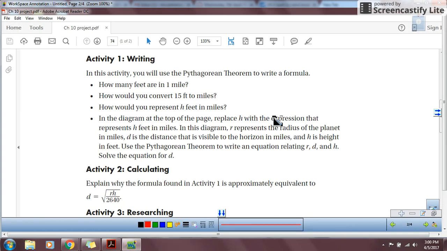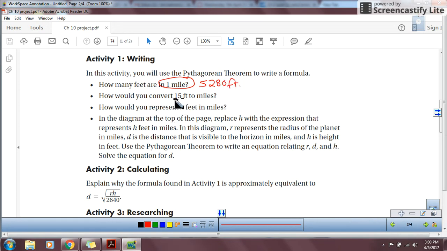So in the first activity here, you will use the Pythagorean theorem to write a formula. First of all, research and figure out how many feet are in 1 mile. And then we're going to talk about these conversions. Obviously, in 1 mile, there are 5,280 feet.